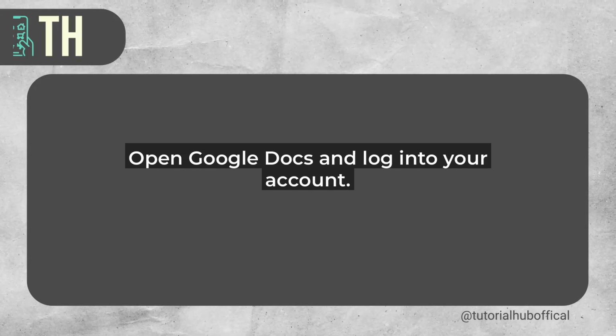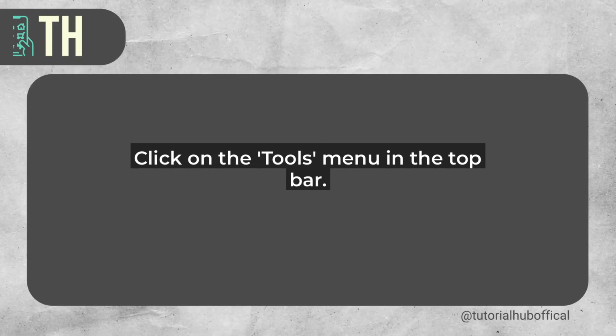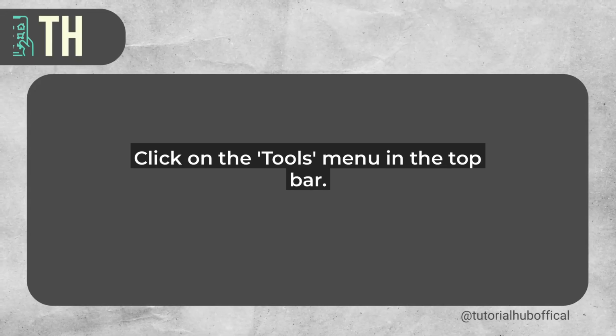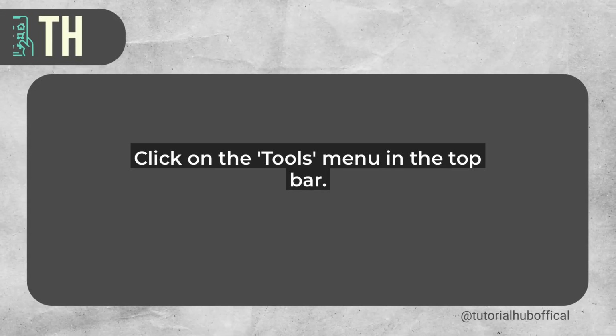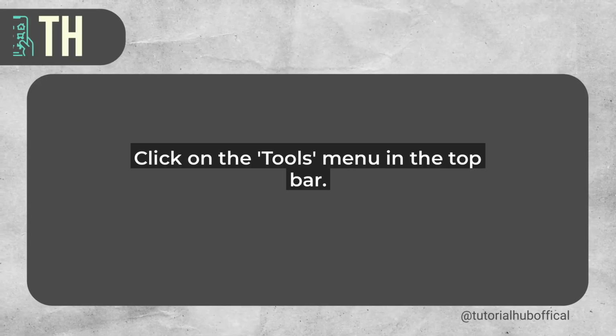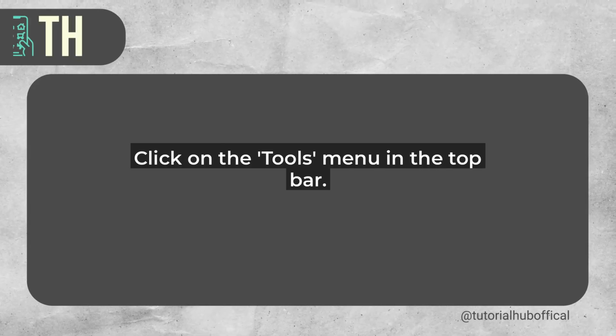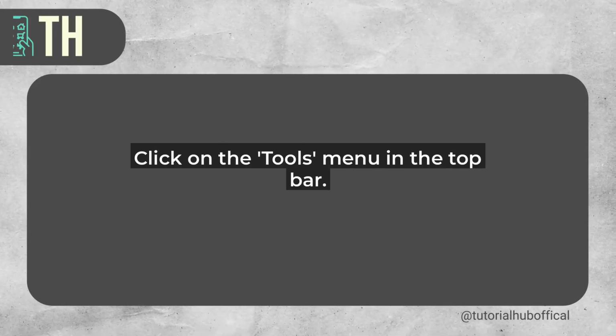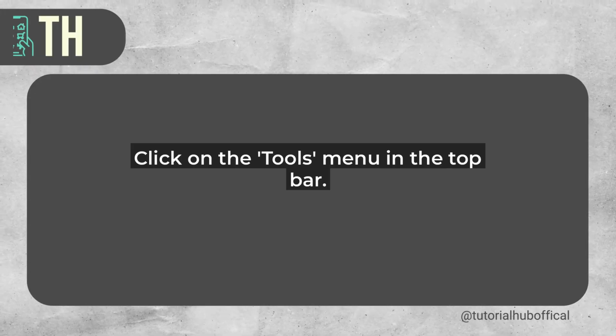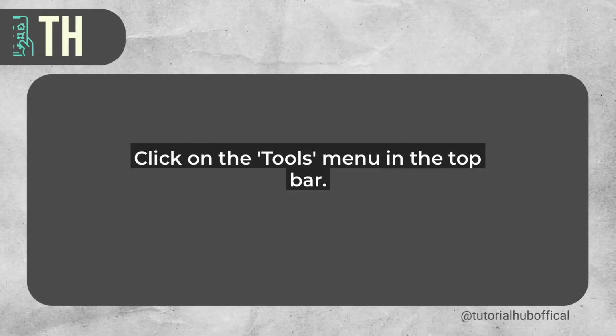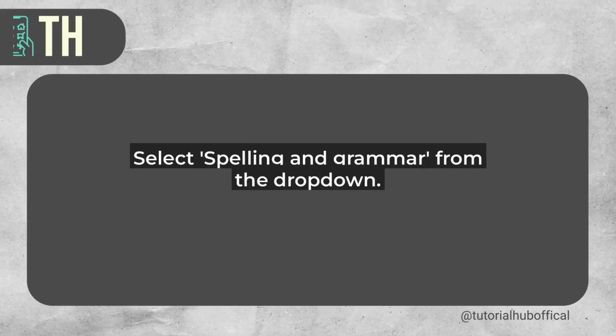Let's jump right in. First things first, make sure you're logged into your Google account and have Google Docs open. If you don't have a document ready, go ahead and create a new one by visiting docs.google.com. Once you're in, look at the top menu bar. Click on Tools. That's the key to unlocking your settings.